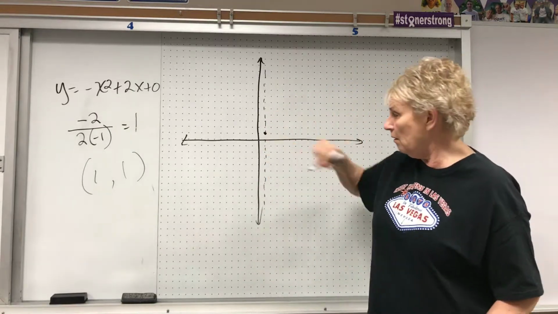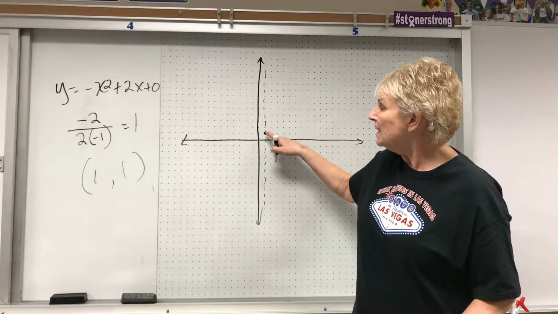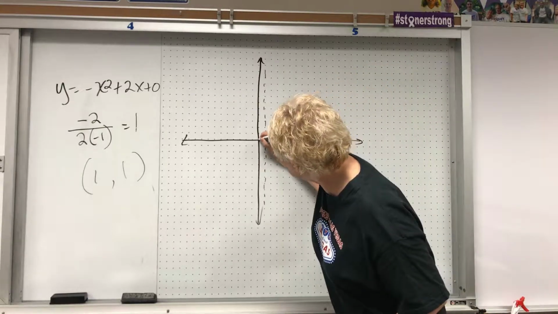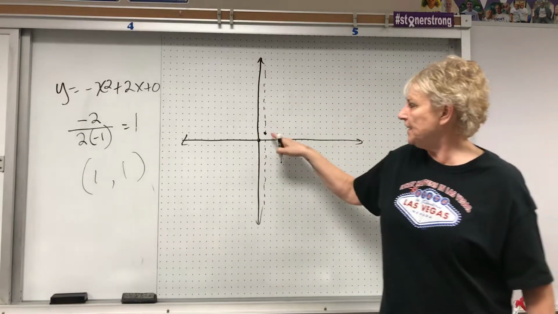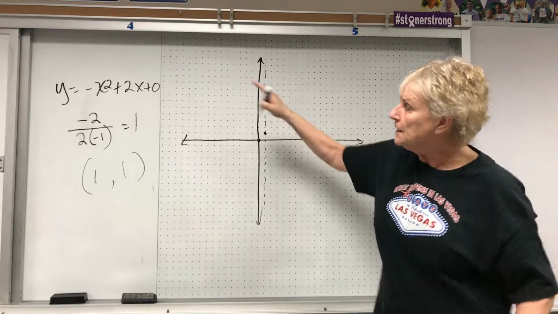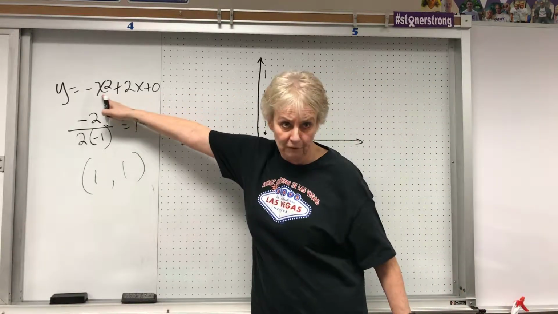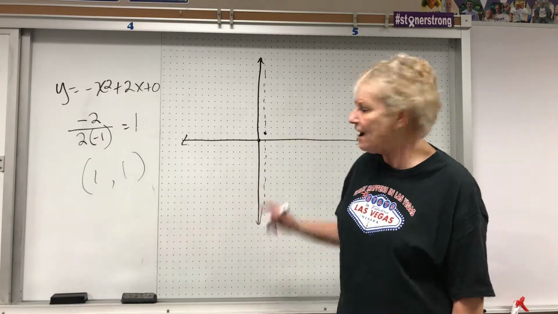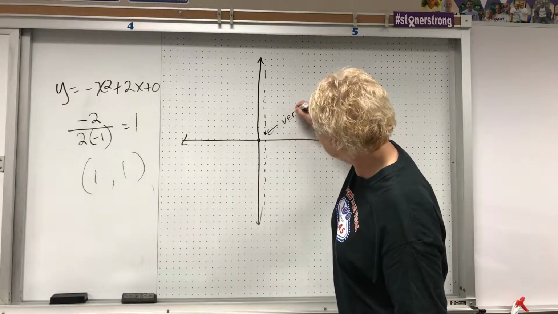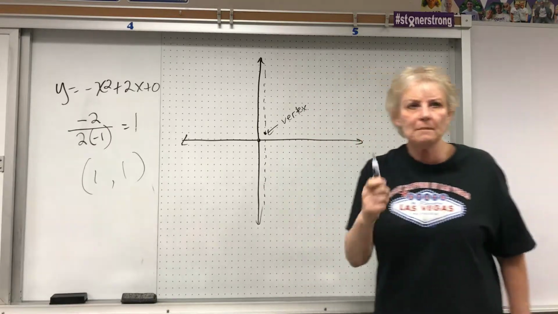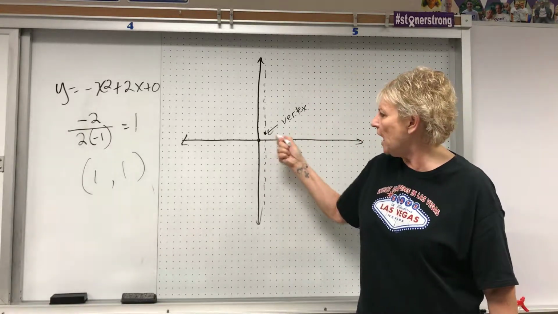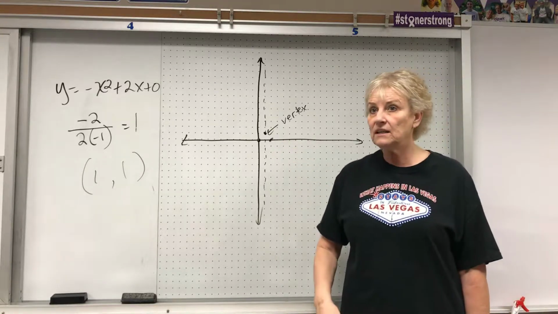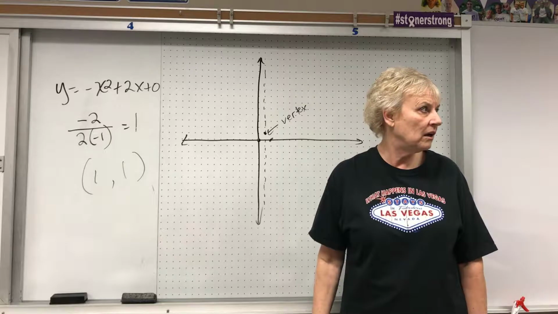Now, get your y-intercept graphed also. This is going to be your vertex. Since this is negative in front of x squared, you automatically know it's going to be upside down with the vertex right there. Now you automatically have a point on the other side because of reflection.